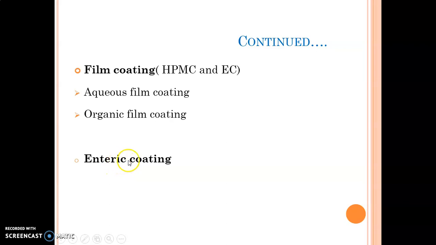Then after that comes enteric coating. This is also a polymer coat. Enteric coating is done to bypass the gastrointestinal tract. If the drug action is needed in the intestine, the formulation should bypass the GIT and release the drug in the intestine only, or at the desired site. For example, anthelmintic drugs or antiamoebic drugs.